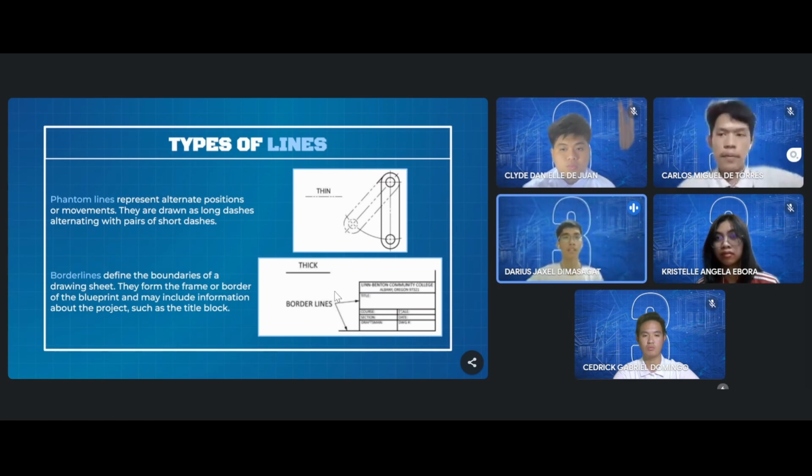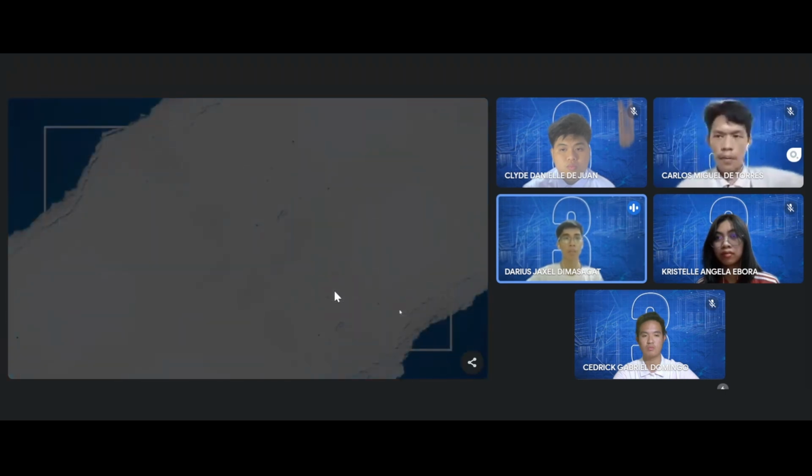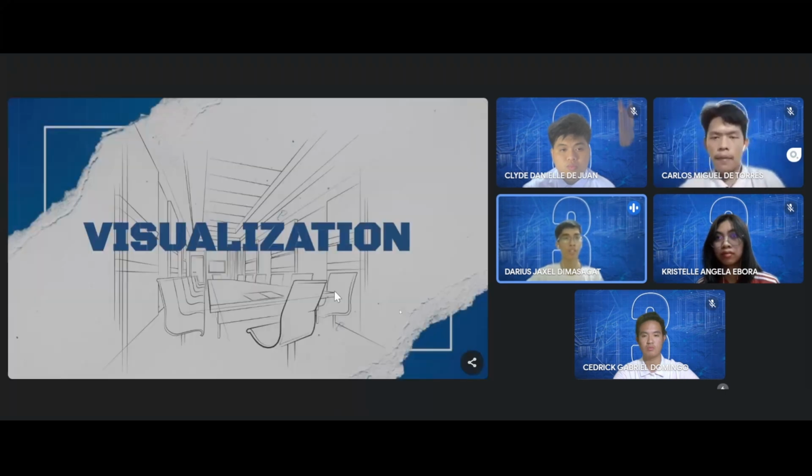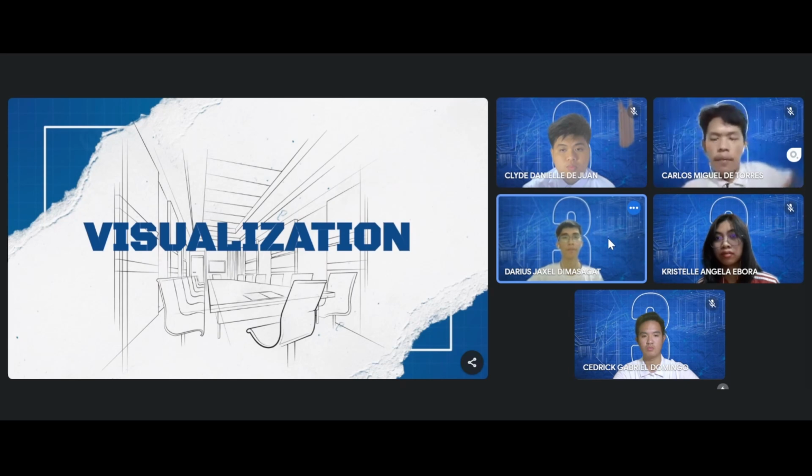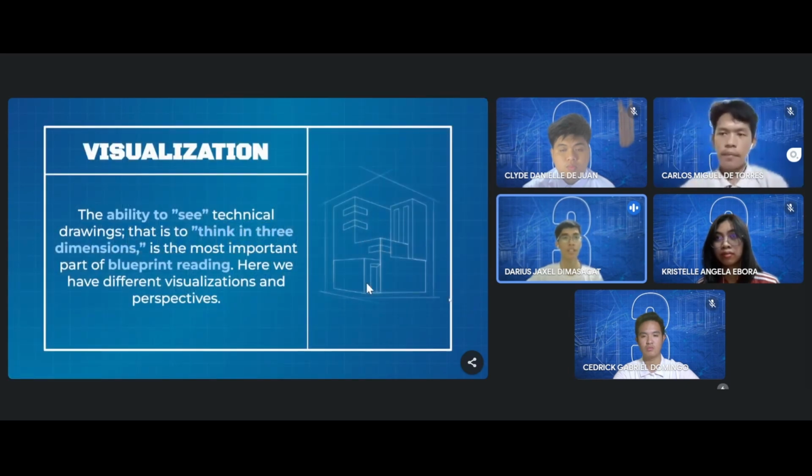Now, let us discuss the second element in blueprint reading, which is the visualization. So, visualization essentially is the ability to analyze and understand technical drawings in a three-dimensional manner. It is one of the most important aspects of reading blueprints. Now, here are the different visualization and perspectives in blueprint reading.